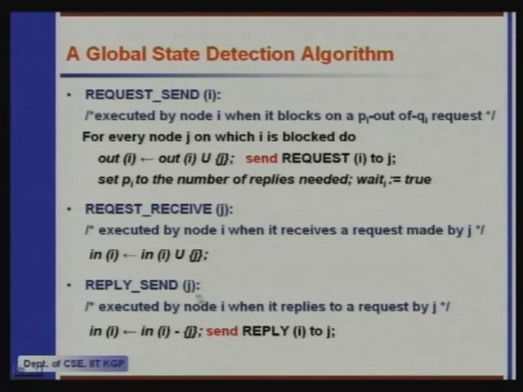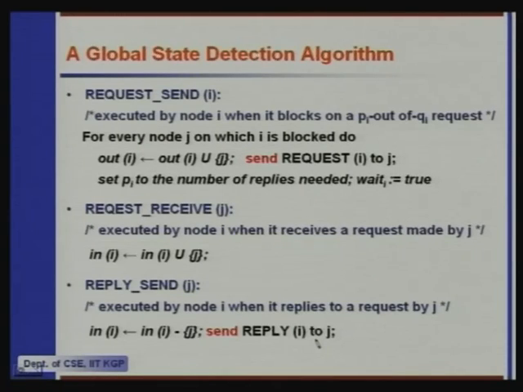Then we look at reply send j, executed by node I when it replies to a request by j. When j sends a request, and finally when it is in a position to reply, then this is what it will do. These are procedures, by the way. We are going to show the actual protocol where these procedures will be called. So, what is reply send j? We remove j from the set of inward dependencies and send a reply to j.